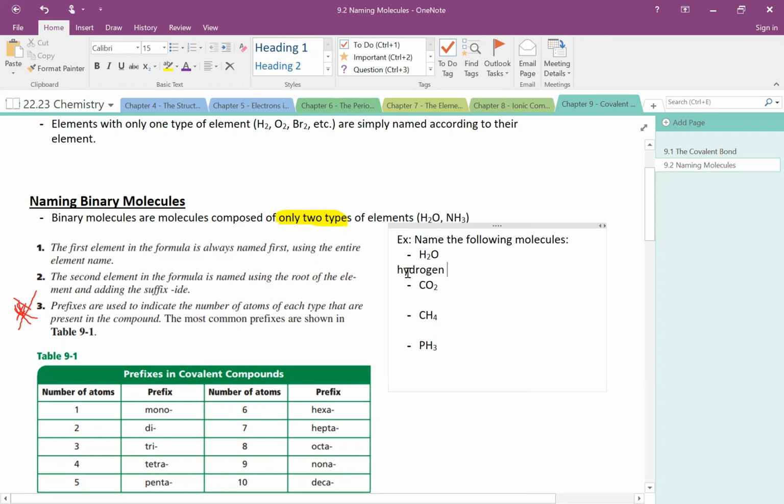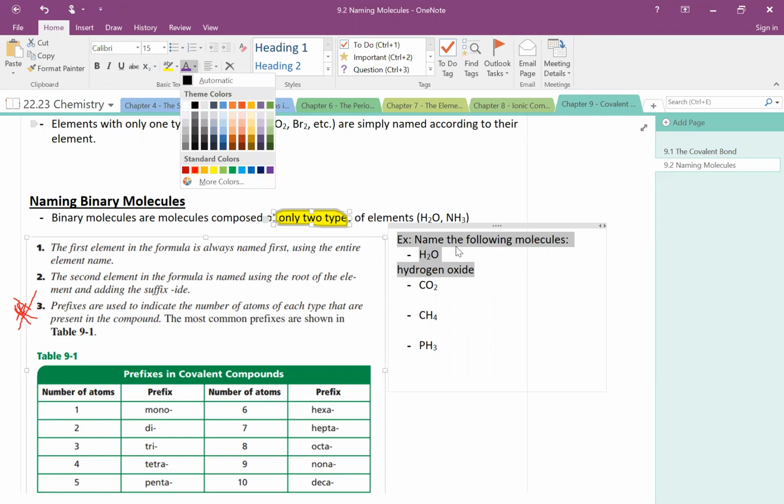Then the second element in the formula is named using the root of the element and adding the suffix "ide." Where our anions got the "ide," here it's just the second element that gets the "ide." So oxygen becomes oxide. I'm going to make this red so we can see it's my answer.